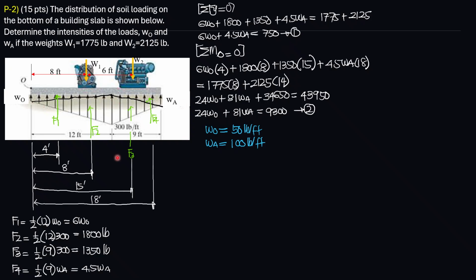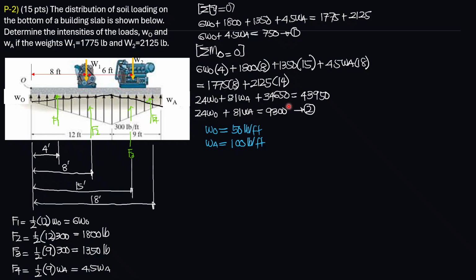Summation of moments about O. Let's have Varignon's theorem here. So the moment of F1, which is 6 WO, moment arm is 4, plus F2, which is 1,800, moment arm is 8, plus F3, 1,350, moment arm is 15, plus F4, which is 4.5 WA, moment arm is 18, and it should be equated to the moment of the weights or reaction about O. So W1 1775 times 8 plus W2 2125 times 14.